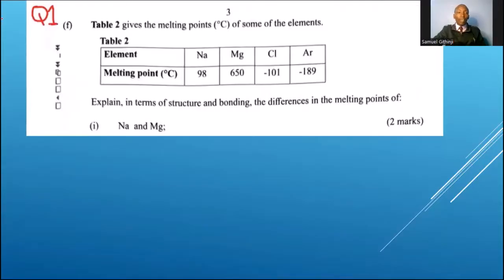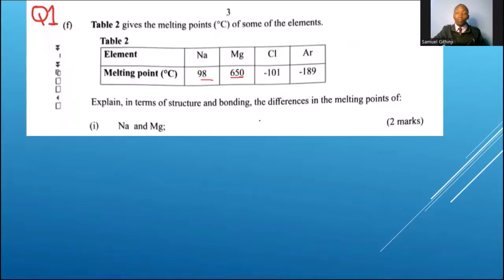The student was given another table with elements sodium, magnesium, chlorine, and argon. You're also given the melting points, as you can see. The student was to explain, in terms of structure and bonding, the difference between the melting point of sodium and magnesium. For this case, stating did not score any mark. We have sodium 98, magnesium 650.